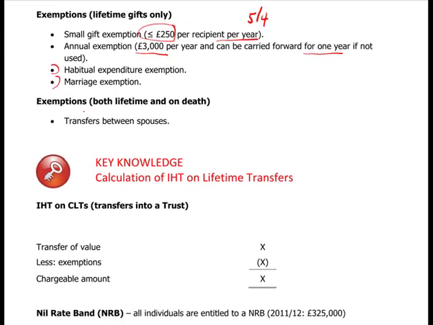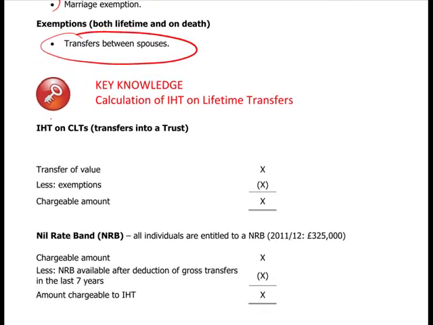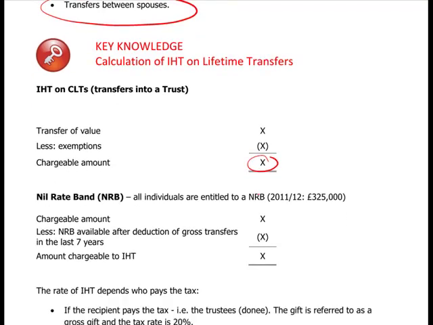Transfers between spouses are also exempt from IHT. How do you calculate IHT? Well, what you do is you add up all your transfers of value, less any exemptions, which gives you a chargeable amount. You basically add all your estate above the nil rate band, which for 2011-12 is 325,000.